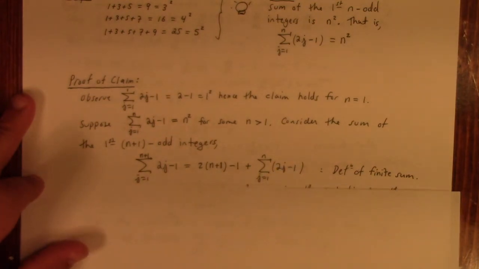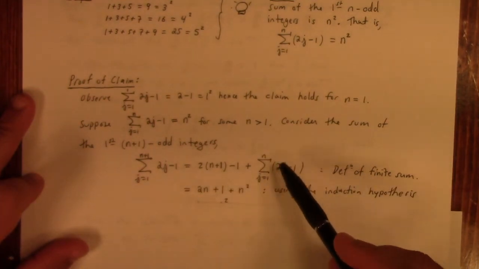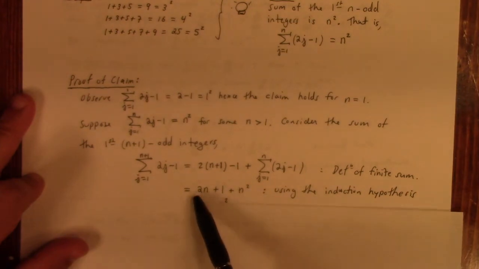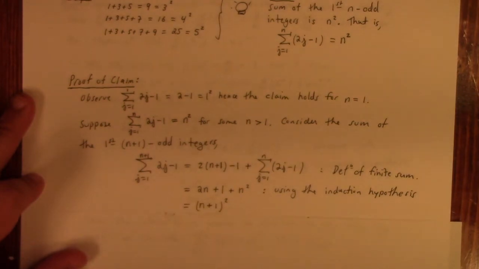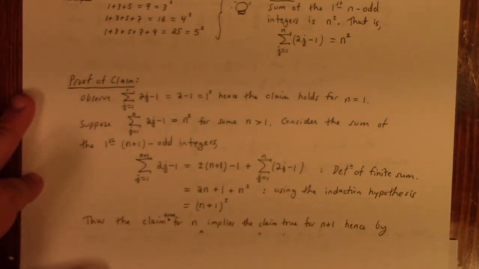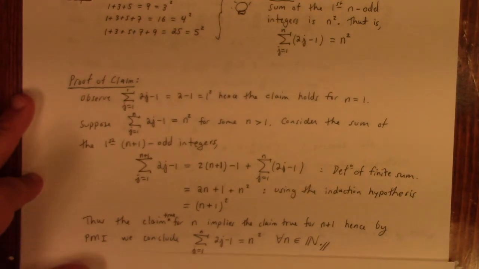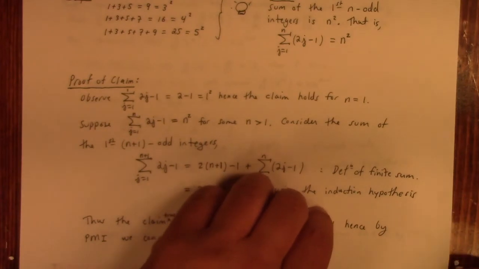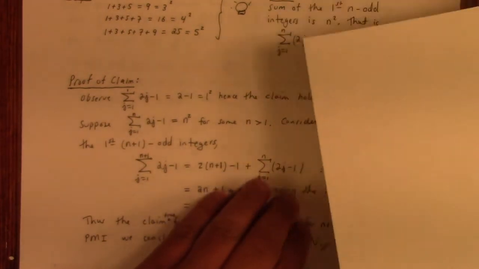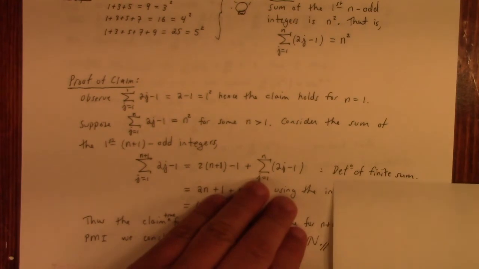But then, remember, the induction hypothesis says that that guy is just n squared, right? So then we've got n squared plus 2n plus 1, which if you do algebra, you realize is n plus 1 squared. So what that shows is that if the claim is true for n, we get that the claim is true for n plus 1. Hence, by proof by mathematical induction, we conclude that the sum of the first n odd integers is n squared for all natural numbers n. So I think that's kind of a neat example. Again, I'll circle back and talk more about the definition of finite sums here in a bit, okay?